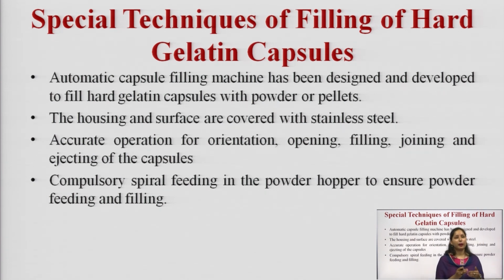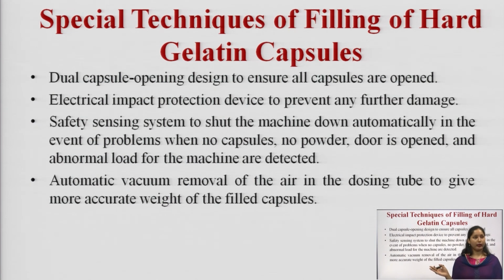Then compulsory spiral feeding in the powder hopper to ensure powder feeding and filling. Then dual capsule opening design to ensure all capsules are opened. Then an electrical impact protection device is also there to prevent any further damage. Then a safety sensing system is also installed, so that if there is any kind of problem, the machine should stop automatically.